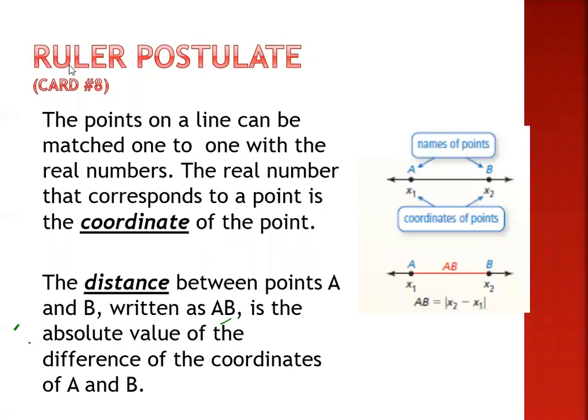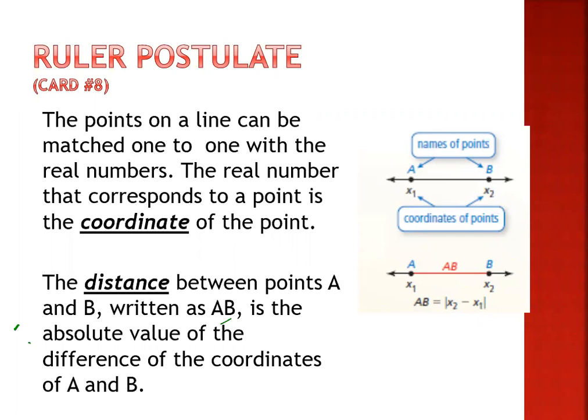First, we have to know the ruler postulate. The points on a line can be matched one-to-one with the real numbers. The real number that corresponds to a point is the coordinate of the point, which means if you have, for example, a number line, and this one was 2 and this one was 5, this is called the coordinates of points.